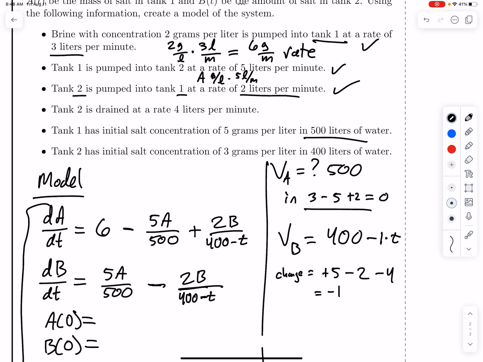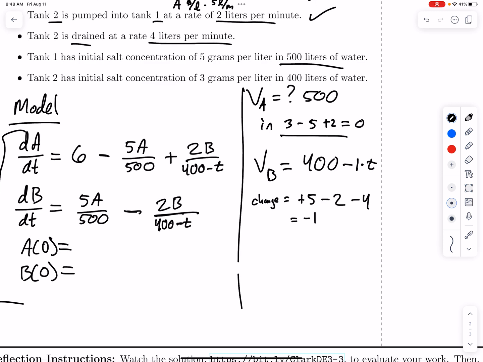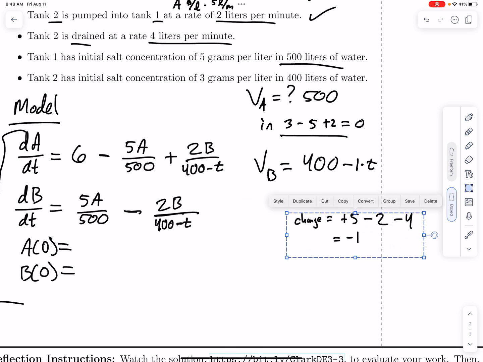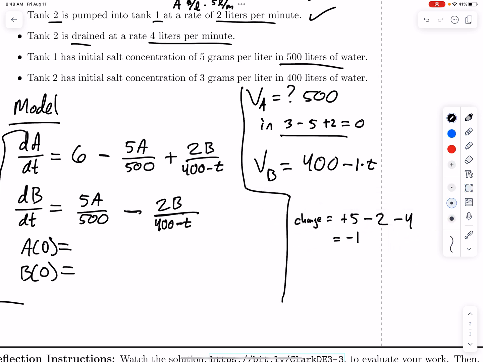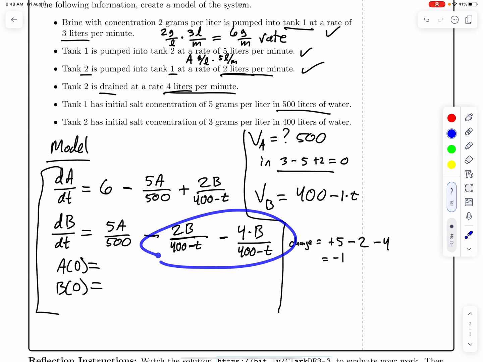It says that tank 2 is drained at a rate of 4 liters per minute. So I'm going to lose salt in that draining as well. I'm going to need to make a little bit more space here for myself. Let me just adjust this. So I'm losing 4 liters per minute times B grams per liter. How many liters? 400 minus T. And you could have just said 2 liters here, 4 liters here. I'm losing 6 liters. So if you wanted to, you could combine those two terms into a 6B. I'm just going to leave it because it's coming from two different pieces of information.